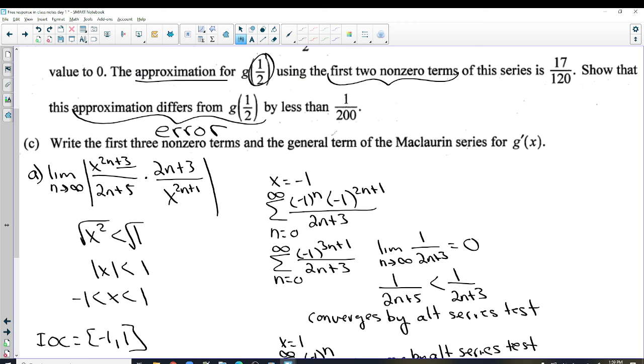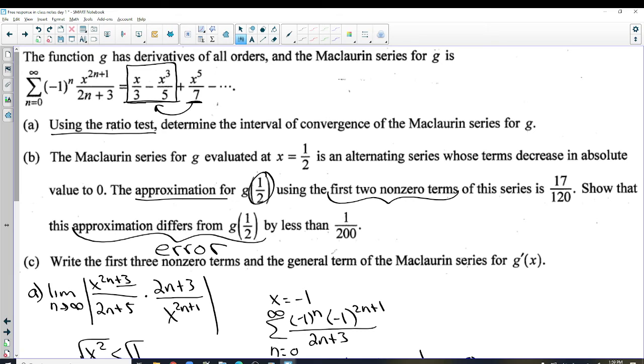What's C? Write the first three non-zero terms and the general term of the Maclaurin series for g prime of x. So now we're taking the derivative. This is a representation of g. So g prime is 1/3 times 3/5 x² + 5x⁴/7. And they want the general term. Now, they're starting this with zero, so we might as well start ours with zero also. You write it. What's the general term? Anyone could take the derivative by now.